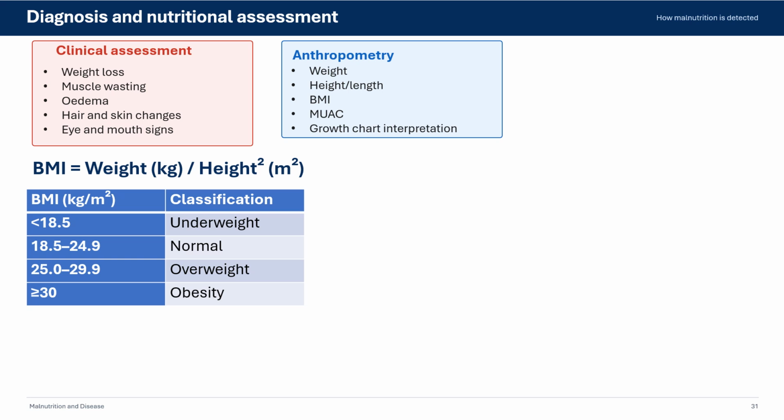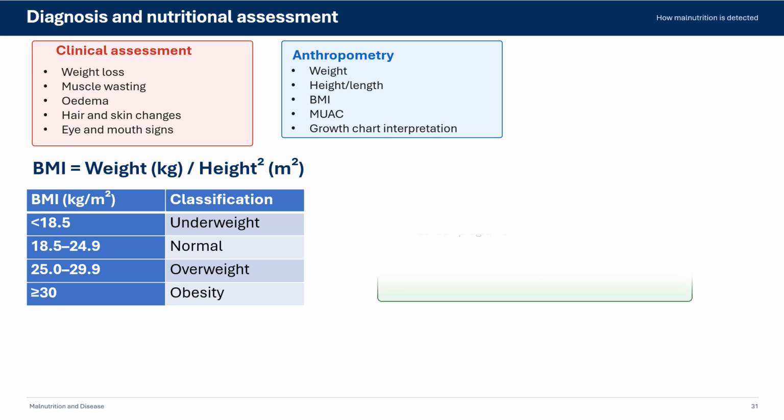Generally, body mass index is equal to weight of the body divided by height in square meters. So it has a standard classification. Less than 18.5 body mass index indicates underweight, while 18.5 to 24.9 indicates normal growth, while 25.0 to 29.9 indicates overweight, while above or equal to 30 indicates obesity.